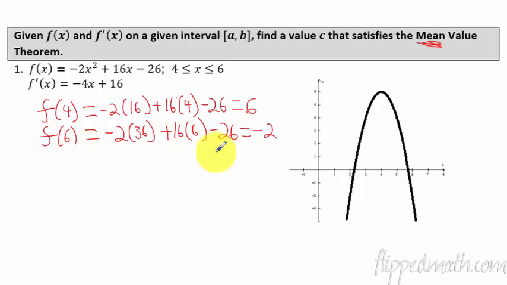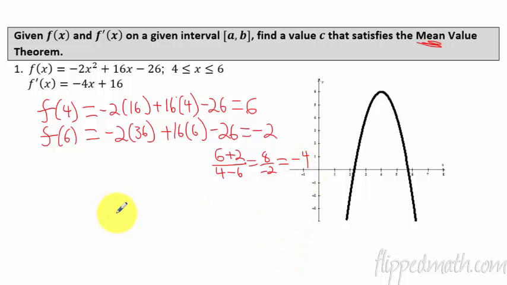All right, now let's get the average rate of change. So we get 6 minus a negative 2, which means 6 plus 2. So there are my two y values. My two x values are 4 and 6. So I started with the 6, I've got to start with the 4 here. So 4 minus 6. That gives me 8 over negative 2. So my average rate of change on the interval is negative 4. That is the slope.